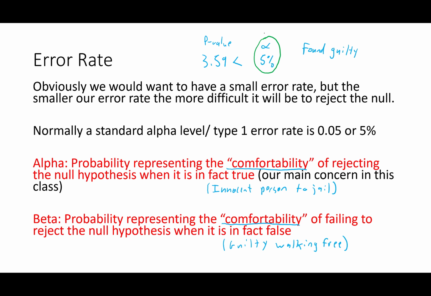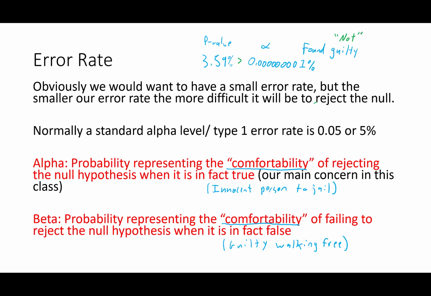You may say to yourself, though, hey, I don't want to send 5% of innocent people to jail. I don't want to make that mistake too often. So what do? Let's make our alpha level smaller. 0.000000001%. I don't want to send pretty much any innocent person to jail. Now our p-value is bigger than alpha. And we find me not guilty. Now I'm walking free. I'm not going to jail. However, you could be letting a guilty person walk free.